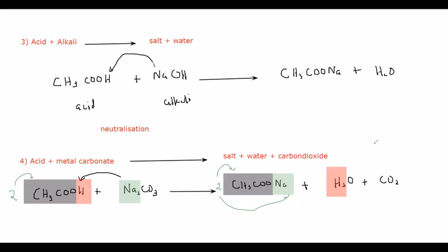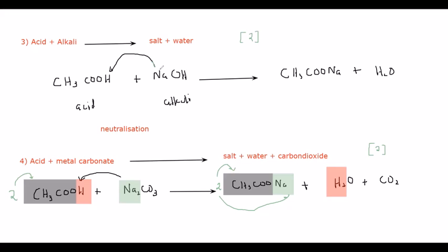For any equation, there are two things. One is writing the product, another one is balancing the equation. So the first thing is writing the product. You should identify what the product will be. Acid reacts with alkali, so the product will be salt and water.